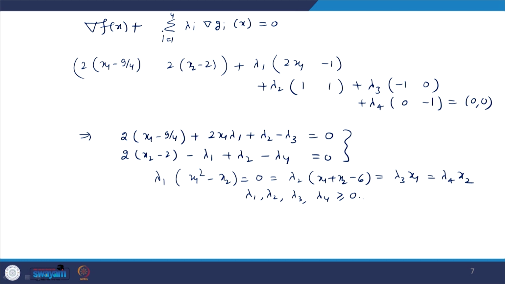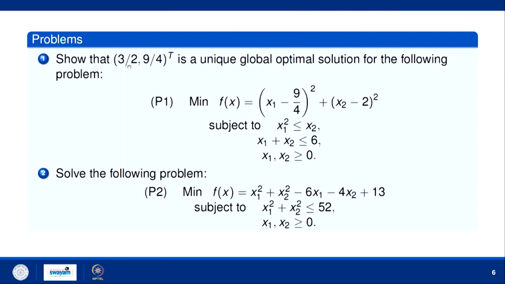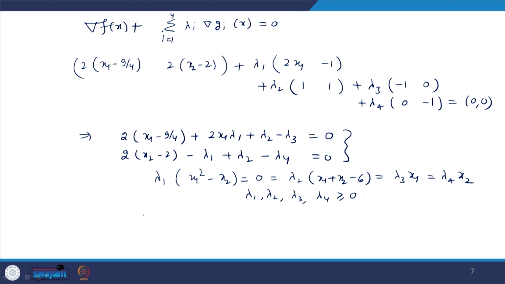Now, what to show? We have to show that this point (3/2, 9/4) is the global optimal point of this problem. That means it must satisfy the KKT conditions. So x1 is 3/2 and x2 is 9/4.